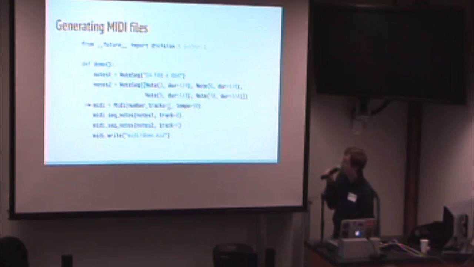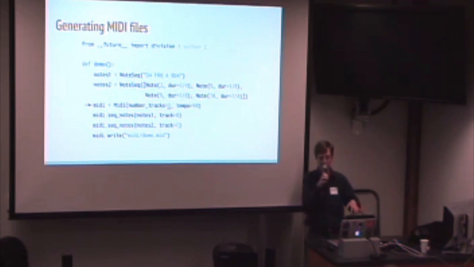Step 2, create a MIDI object. Here we have a MIDI object with 2 tracks, so we have 2 lines of music that are going to be played on top of each other. And then you sequence the notes into their own tracks, in this case. And then you write the file. Pretty simple.